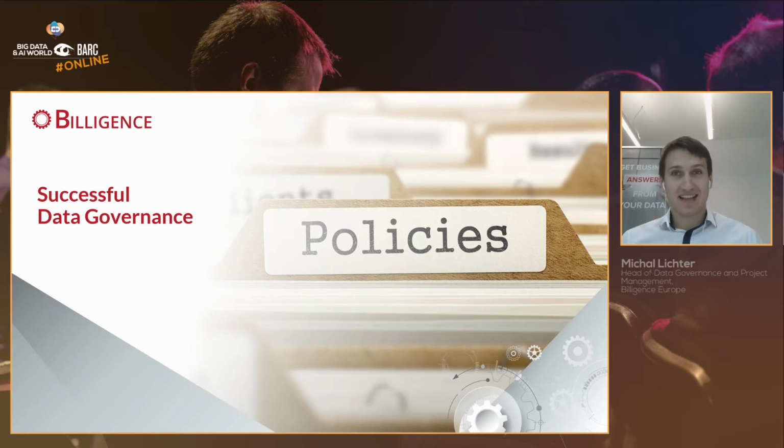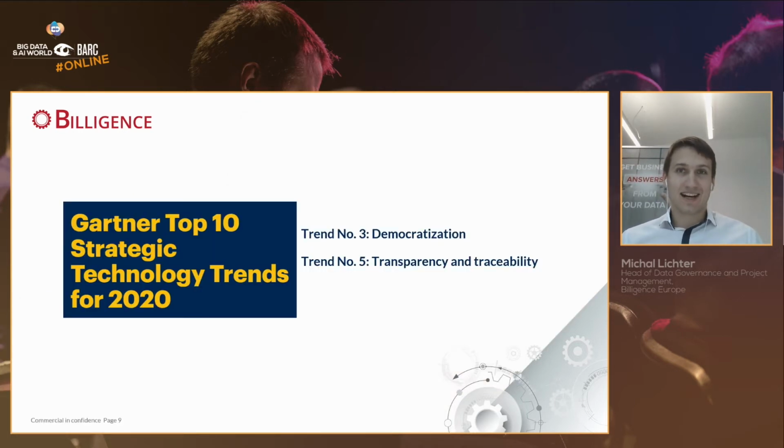It's no longer just cloud, AI, big data, as Manuel said, but it's also about how to manage all the data you're generating. Lately, Gartner listed governance-related areas like democratization or transparency and traceability of data into top 10 technology trends for 2020. So interestingly, it's not among the data analytics trends, but technology trends overall.